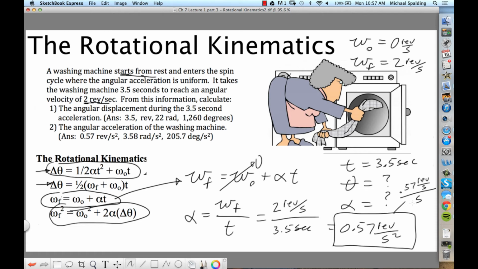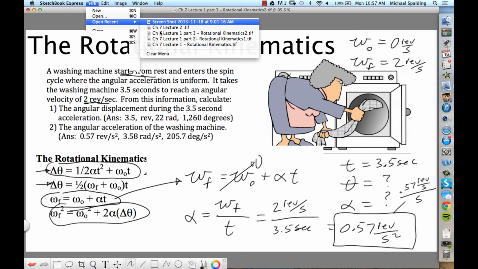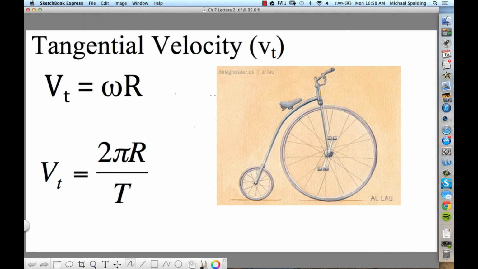Revolution per second squared. All right, final thing for the day, and this is where we're going to pick up tomorrow, is tangential velocity. Now, tangential velocity, it's not an angular velocity. This is a linear velocity. So what will tangential velocity be measured in?